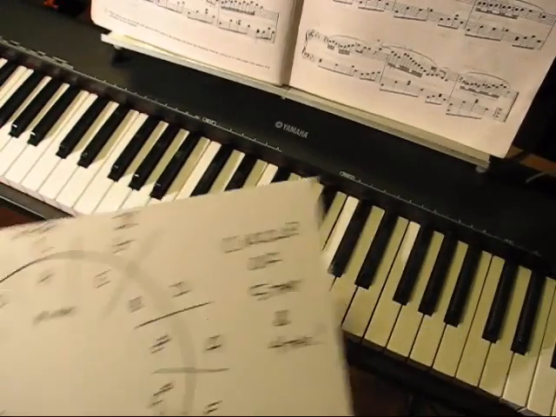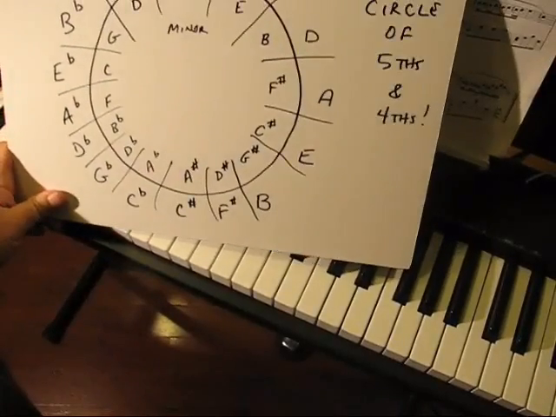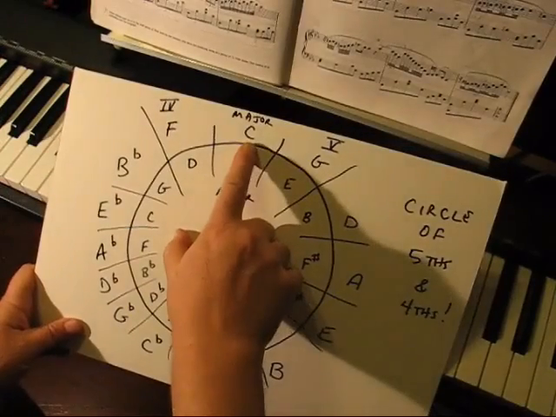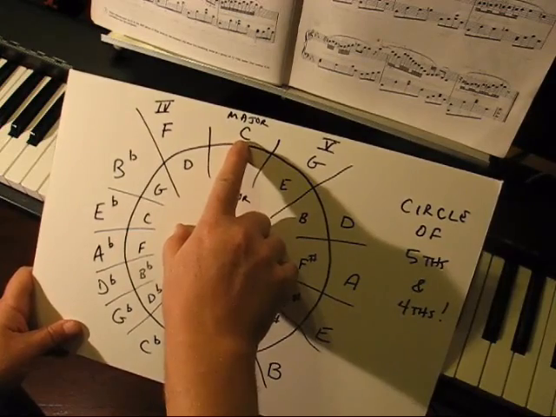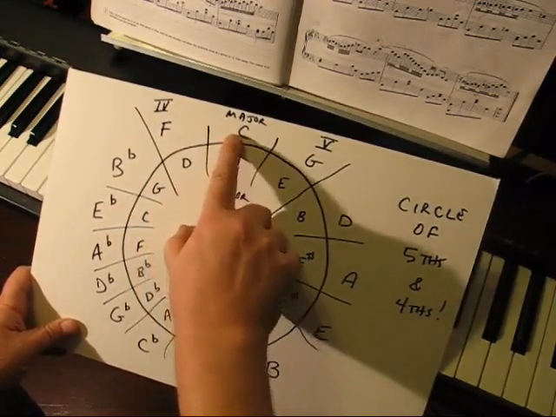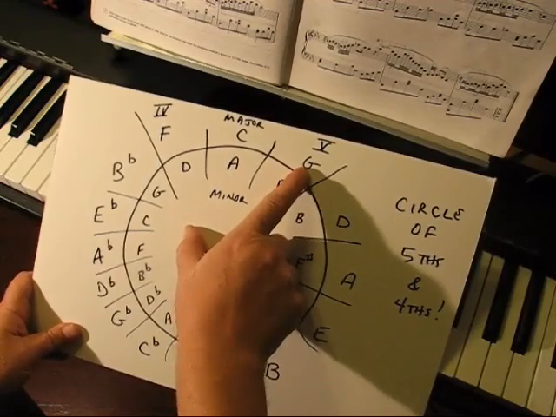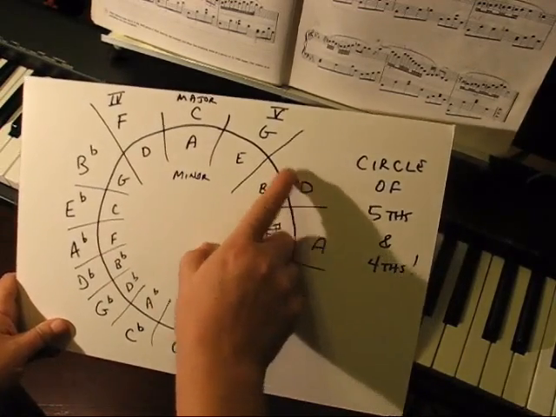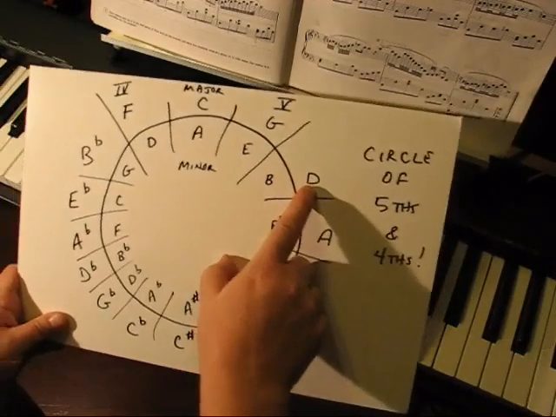So my advice at this point is to grab a circle of fifths, and you can get one on the internet pretty easily. You'll find that, like in our first example, the key of C, our fourth is going to be counterclockwise and our fifth is going to be clockwise. So G is the fifth of C. Another example, D is the fifth of G. A is the fifth of D.